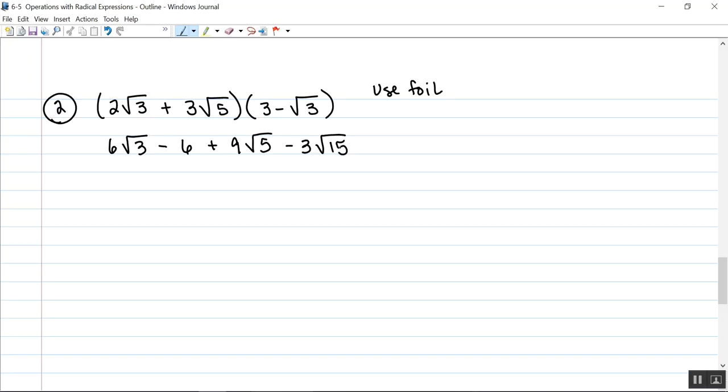Now let's look at what we have. None of my radicands are the same. In fact, 15, if I simplified that, it would just be a 3 and a 5, so that can't simplify any further. In this case, there's nothing else to combine, and that's my final answer.